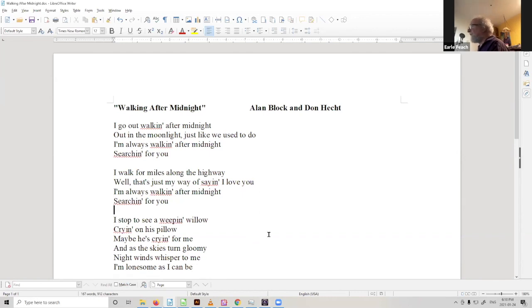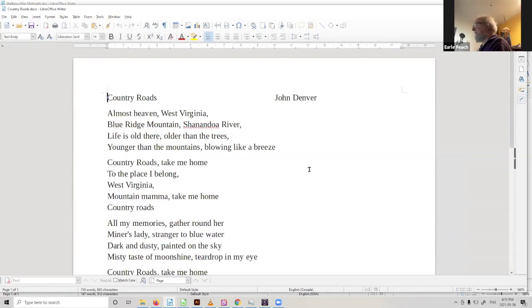So what's the appropriate time signature? Some lyrics are going to make it really obvious. Let's see if we can find some that would be super obvious. Now, could you imagine that as a waltz? Almost heaven, West Virginia, Blue Ridge Mountain, Shenandoah River. Yeah, you could do that as a waltz. Works, yeah.